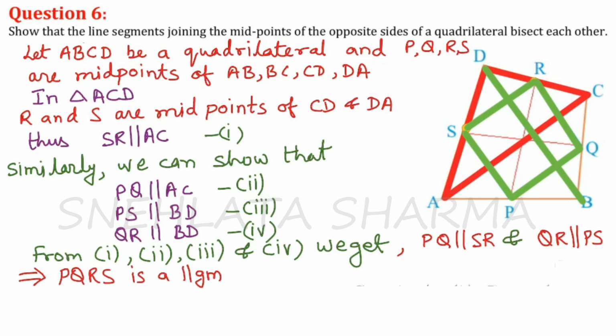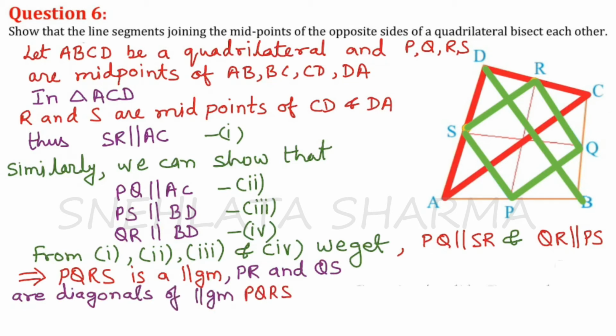Now since PQRS is a parallelogram, PR and QS are the diagonals of the parallelogram, and diagonals of a parallelogram bisect each other. Therefore, PR and QS bisect each other. PR and QS are diagonals of parallelogram PQRS. Therefore, the diagonals PR and QS of parallelogram PQRS bisect each other. Hence proved.